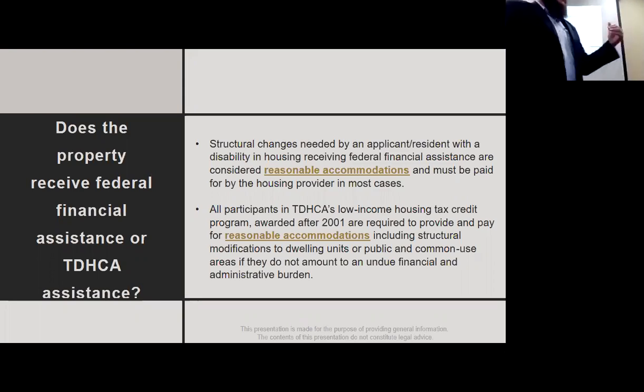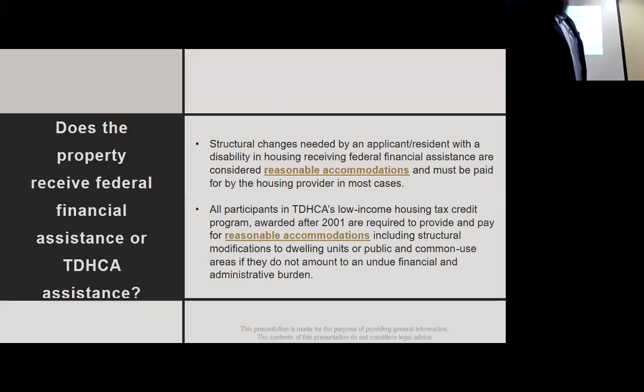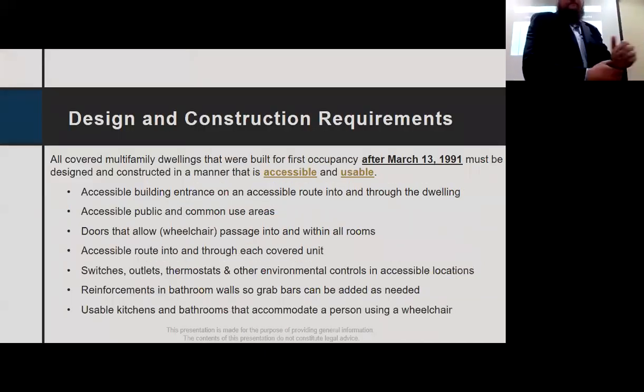Again, unless, and Texas provides the one out again, unless it's an undue burden. So if you're talking about a $400,000 change, you're not going to be responsible for that. If they want to do it, then again, that goes back onto the tenant.